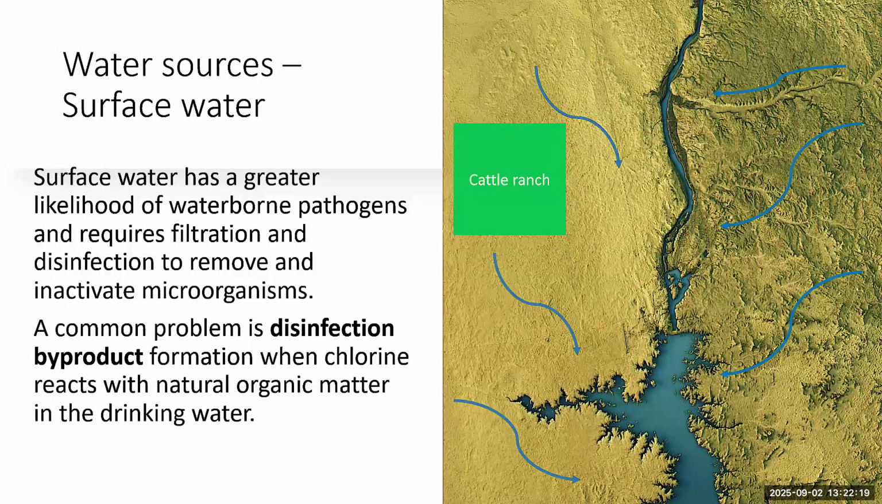So in this case, we've got a cattle ranch. For instance, the water from that cattle ranch flows into our surface water and could potentially add some pathogens.